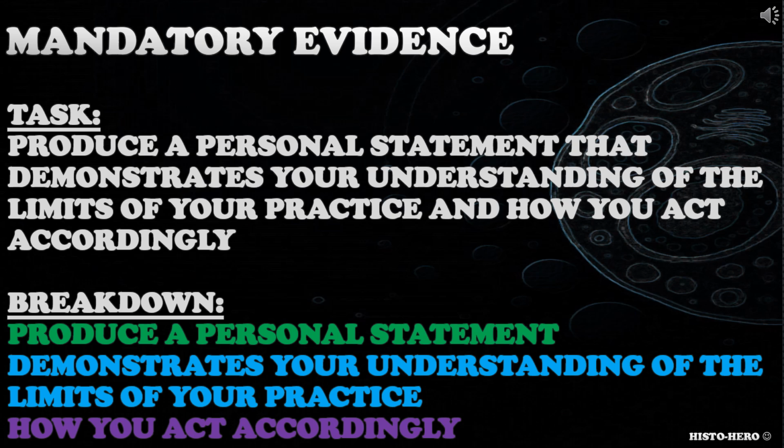For this I will simply use colored text to make it easier. The first part of the evidence is asking the candidate to produce a personal statement. A personal statement is a short, reflective piece about them. The second part of the evidence is asking the candidate to demonstrate their understanding of the limits of their practice. Because they are early on in their career, their knowledge is limited. Therefore, they need to be able to demonstrate this understanding. The last bit of this evidence states how they act accordingly. Basically, it is asking the candidate to explain how they personally act when they know they have reached the limits of their practice.